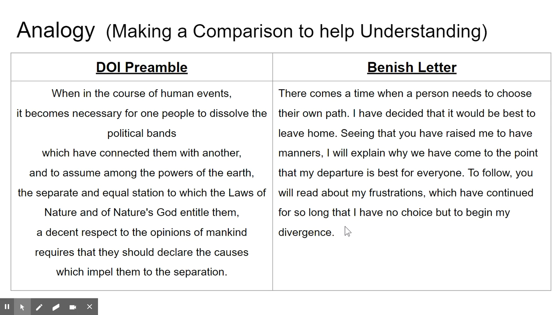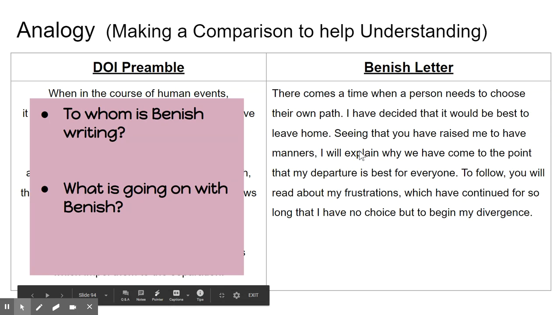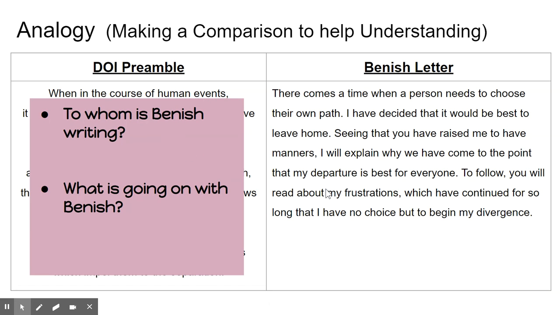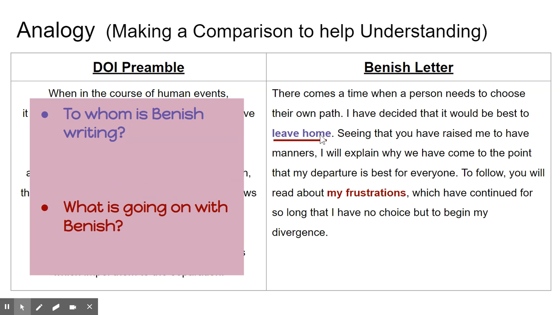And here we have the preamble. Okay. So, first of all, just like in the preamble, we went through some steps. Who is Jefferson writing to? So let's ask about Benish's letter. Who is she writing to? We've established she's writing to her parents. What's going on with Benish? Are you starting to get a gist of what's going on with her? Yes, she's leaving home. That's pretty apparent. She also shows that she has some frustrations. She uses that word frustration. Okay. And so that's kind of the gist that you get after the first read.